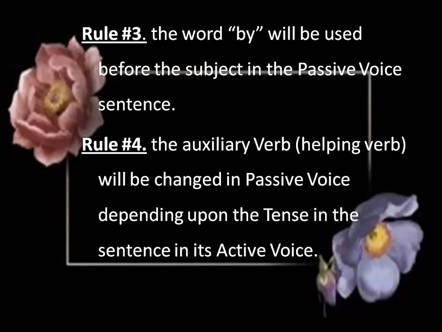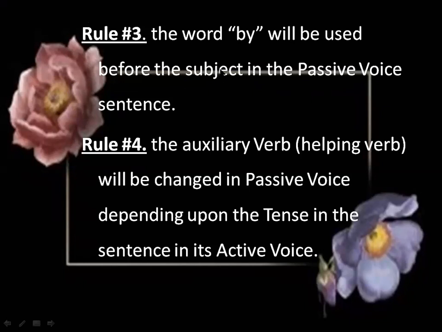Now rule number three is that the word by will be used before the subject in the passive voice sentence, because the action was performed through this subject, on this thing, or was done by it. We have to use the preposition by with the subject before we end the passive sentence. We have to use by plus subject. By will be used before the subject in each and every passive sentence.